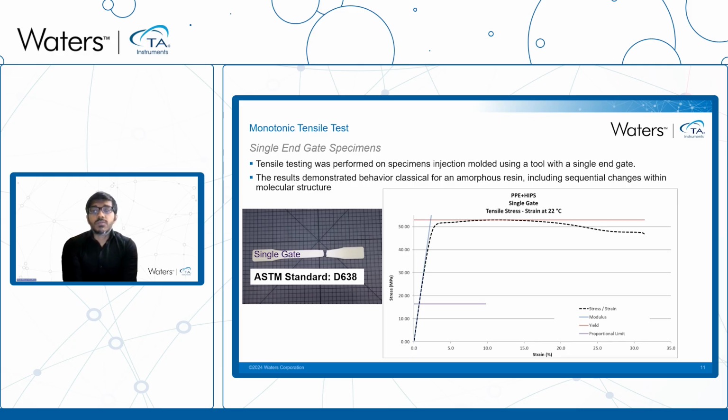The tensile test was performed on specimens injection molded using a tool with a single end gate. The testing was performed according to ASTM D638 at laboratory conditions. The results you are looking at here are demonstrating the behavior of a classical amorphous resin, which includes sequential changes within the molecular structure. We are looking at the stress strain plot for this specimen at 22 degrees Celsius, which demonstrates how the load-bearing capacity of the material evolves with respect to the applied deformation, or strain.